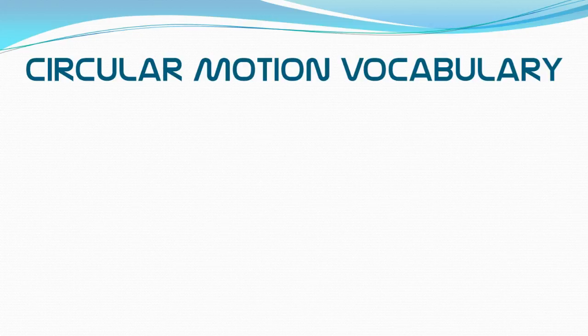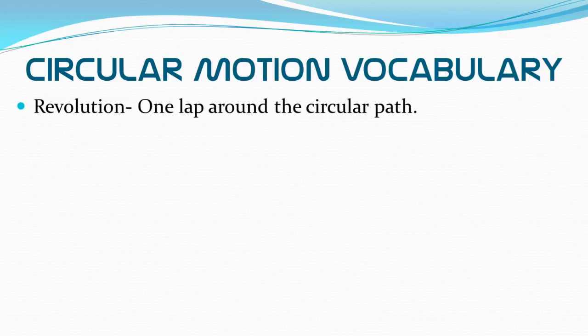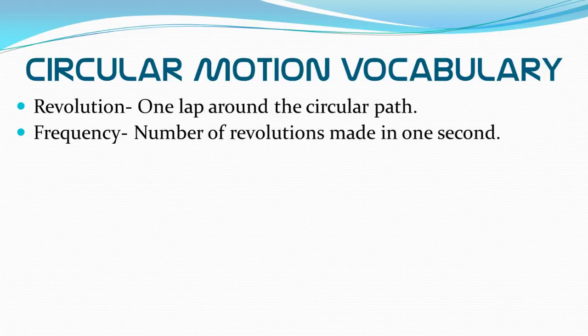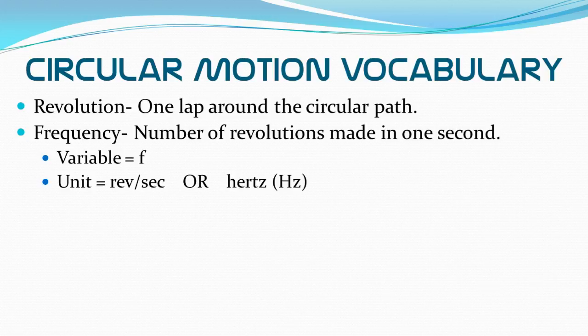When an object moves in a circular path, it makes revolutions or laps around the circular path. The frequency is the number of revolutions made in 1 second. So it's how many revolutions or laps around the circle the object can make in 1 second. The variable for frequency is a lowercase f. The unit is revolutions per second, or hertz, represented by capital H, lowercase z.